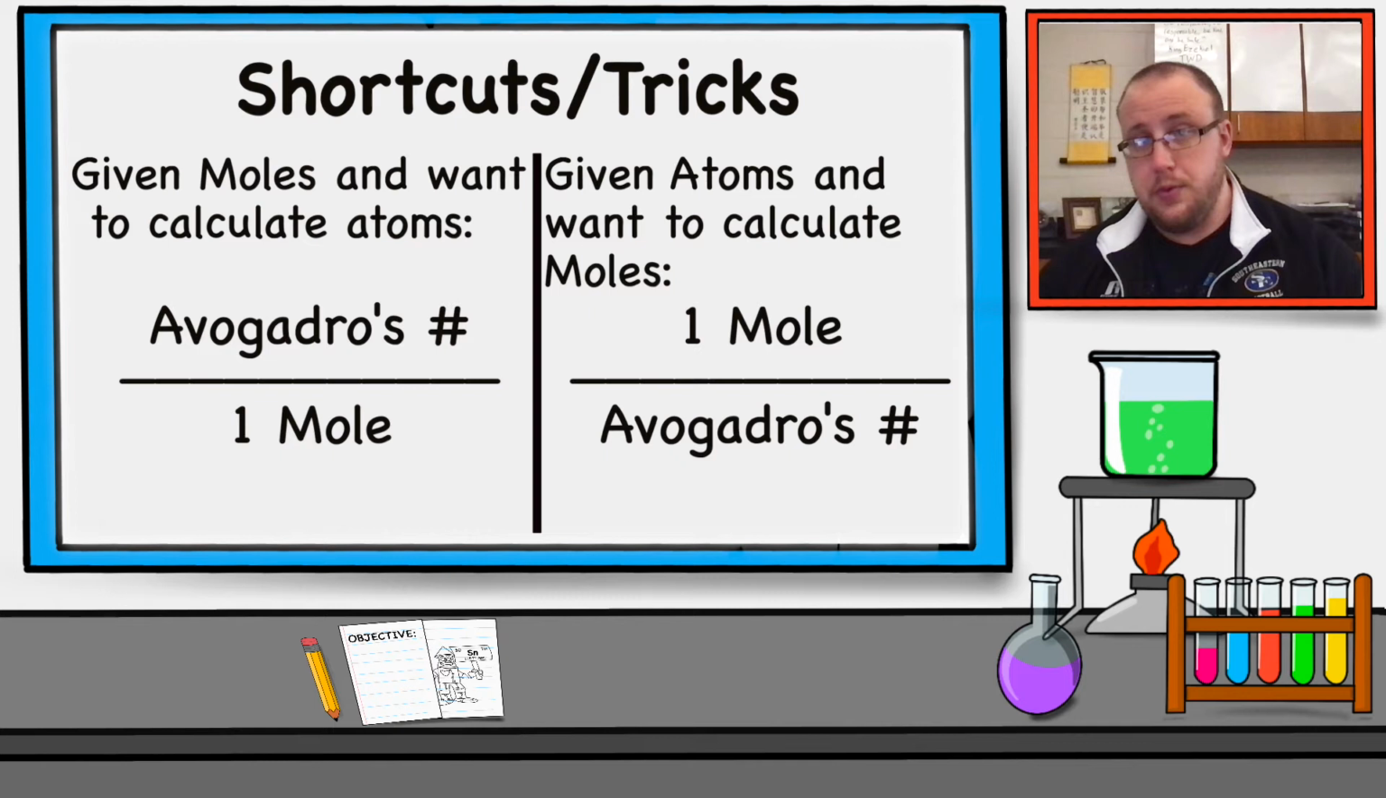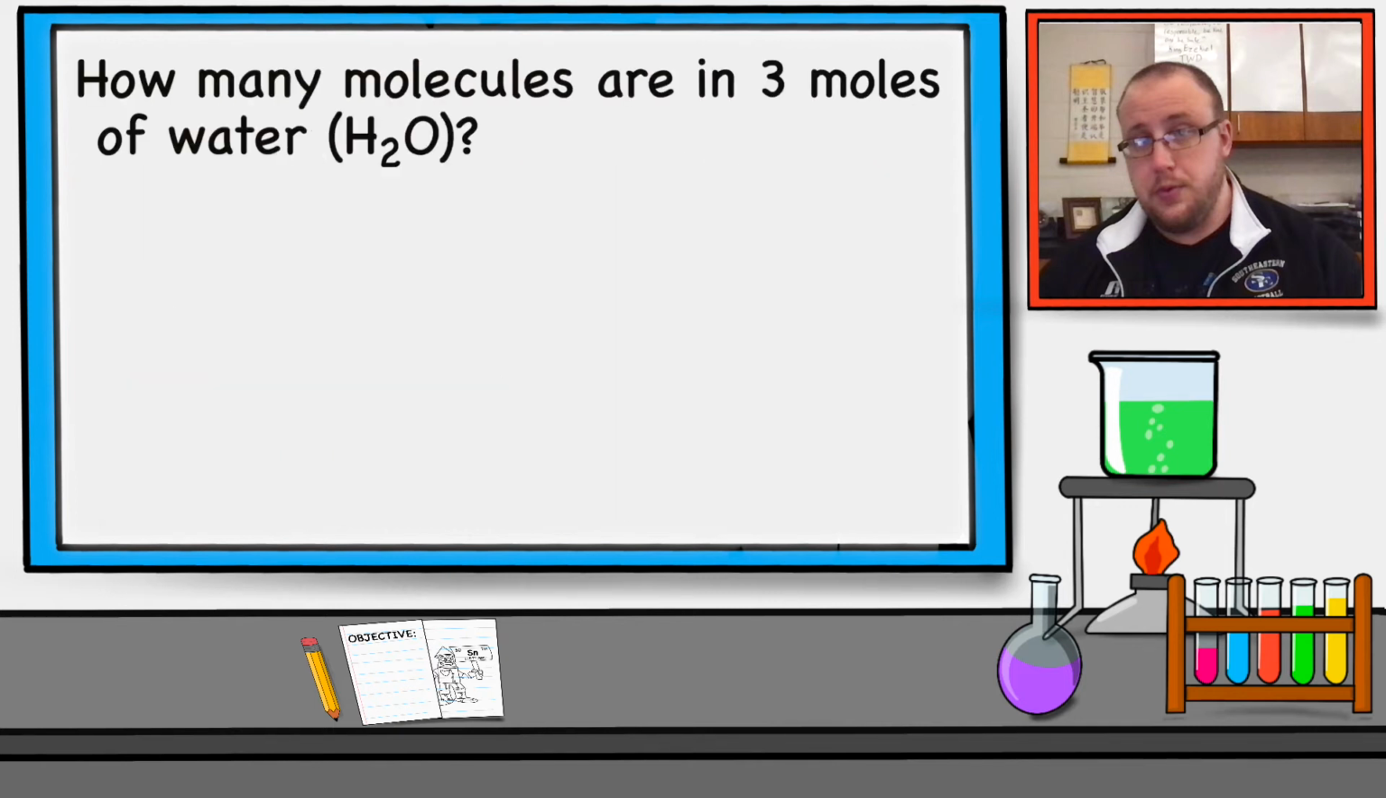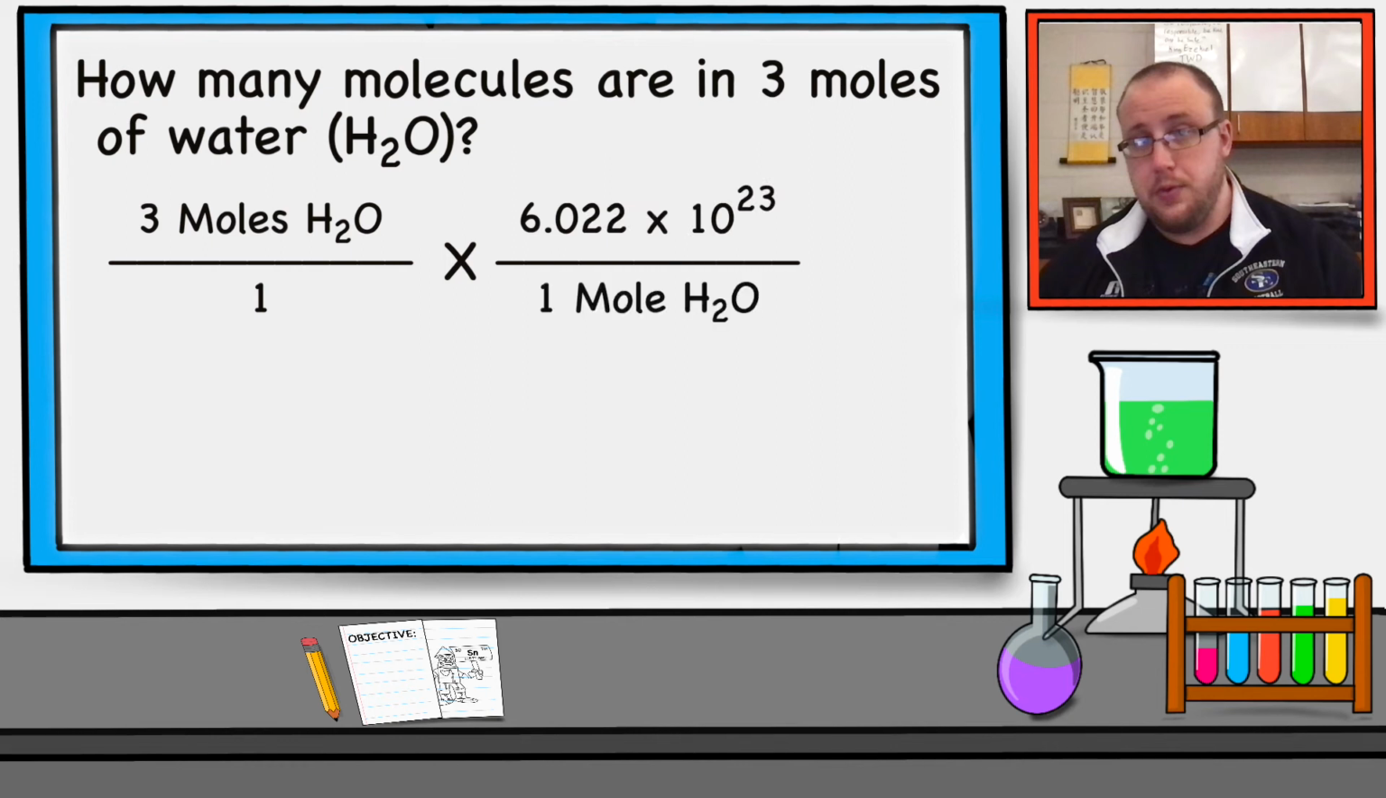Now let's work through a couple practice problems. How many molecules of water are within 3 moles of water? So I would first write down what I know over 1. So that would be 3 moles of water over 1. Next, I would multiply my 3 moles over 1 by one of my relationships stated above. I'm wanting to convert from moles to molecules. So I'm going to use the relationship 6.022 times 10 to the 23rd molecules of water over 1 mole of water. At this point, I'm going to multiply my tops and bottoms, then divide out.